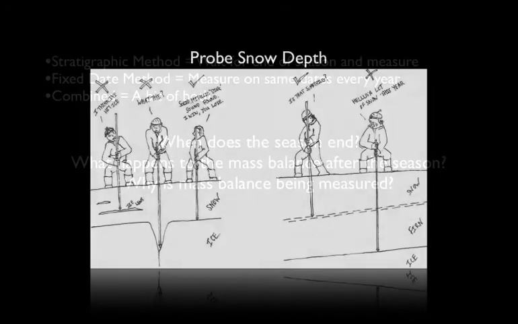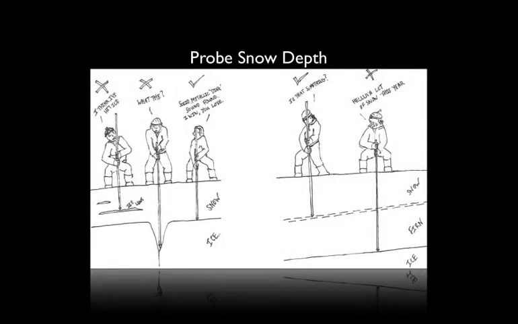At the end of the winter, the snow depth is probed across the glacier in a grid 100 by 100 meters. This requires practice, especially in the accumulation area, where snow depths of several meters can make distinguishing the transition from snow to firn quite difficult.